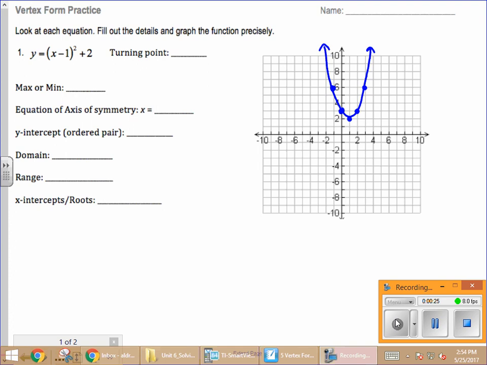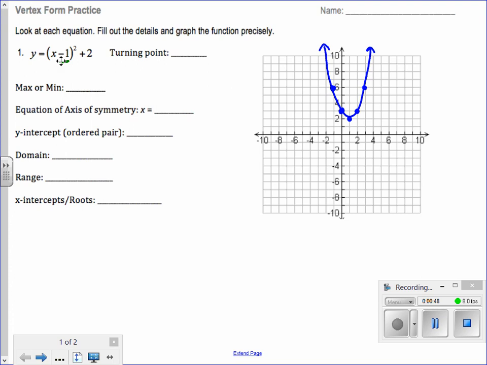Number 1 has the equation, the quantity x minus 1 squared plus 2. I've already graphed this parabola on my paper. If you need to do that, you need to use a graphing calculator, type the equation into the y equals, go to the table and plot the points. Now, I'm going to find the turning point from the equation because we're practicing vertex form.